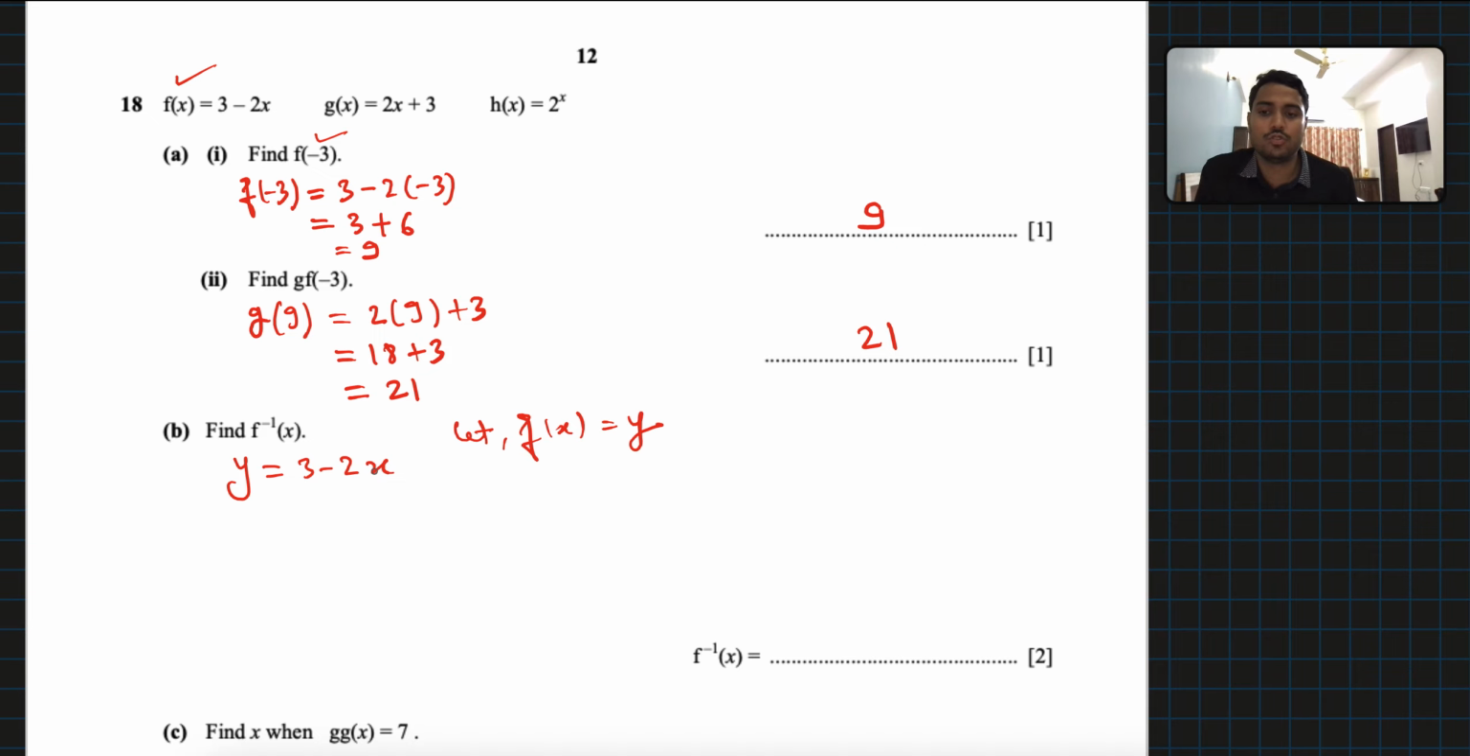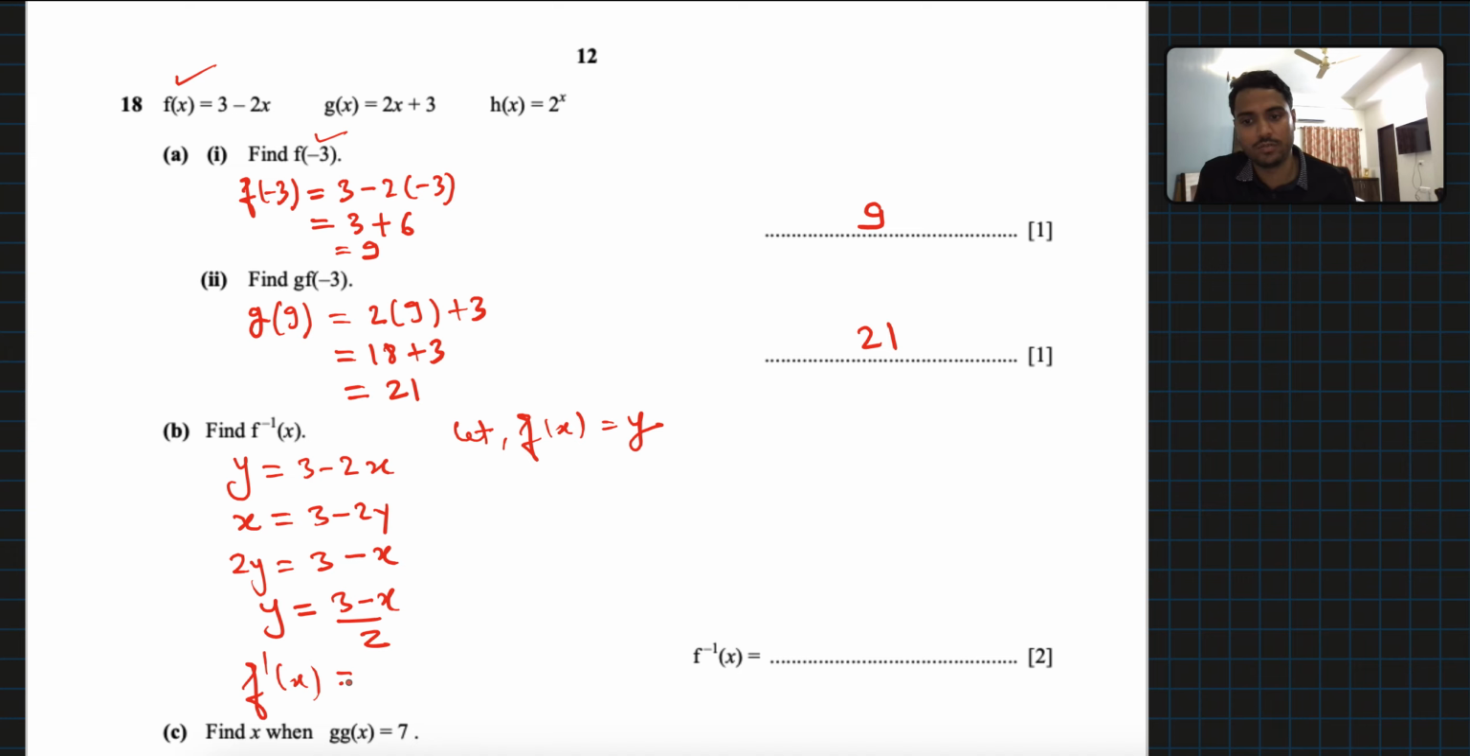Then after writing this, you swap the variables. So we can write x equals 3 minus 2y, and then make y the subject of the equation. So 2y equals 3 minus x, y equals (3 minus x) over 2, and this y is going to be your f inverse. F inverse of x will be (3 minus x) over 2. That's the answer, (3 minus x) over 2.